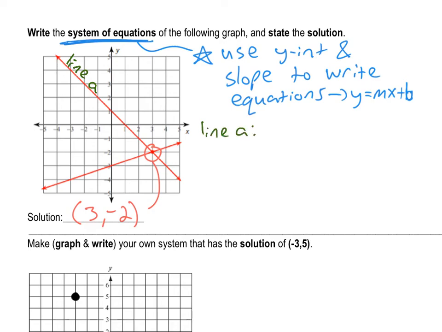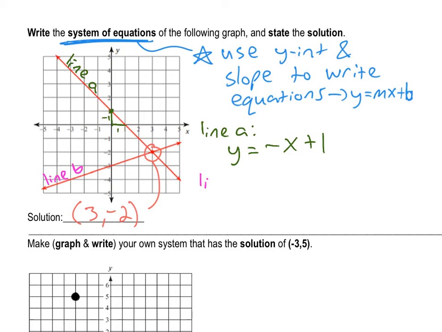For line A, again, we're going to use slope-intercept. We know it's going to be y equals. We do see the y-intercept is 1, +1. And what's the slope here? -x. -1/1 or just -x. So our equation will be -x or -1x plus 1 for the y-intercept. Not too bad. On the next one, we'll call this line B.